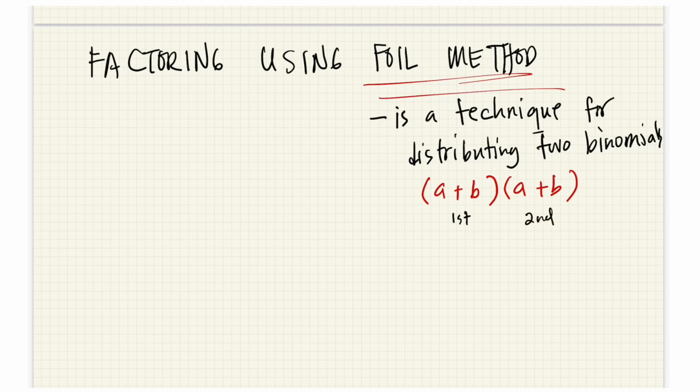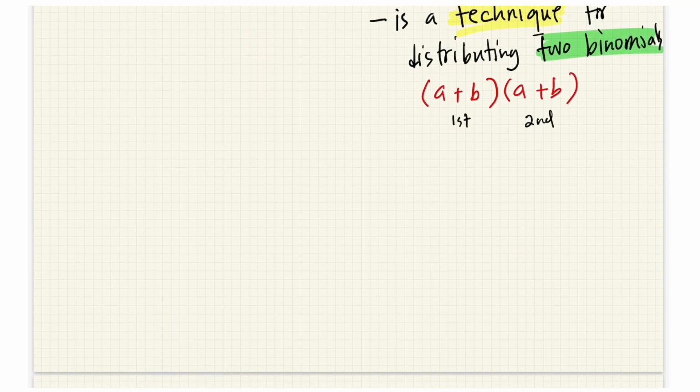So again, what is the use of the FOIL method in factoring? Because the FOIL method is a technique. Remember the word technique, in distributing at least two binomials. So that's what we mean by FOIL method. Basically, FOIL method is just an abbreviation of 4 words. We're going to separate the 4 letters of FOIL, which is F-O-I-L, and then we define every letter.